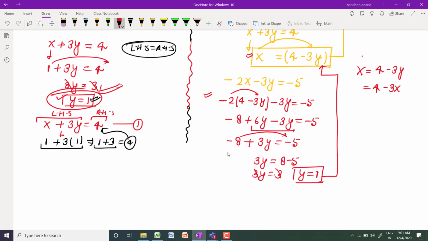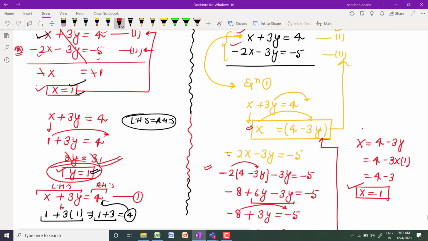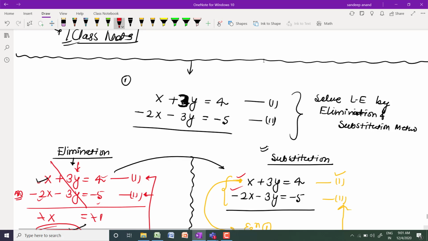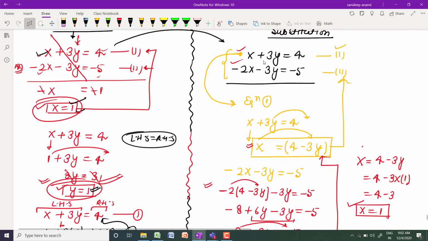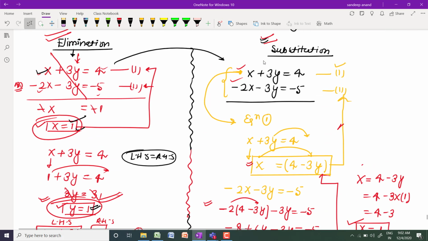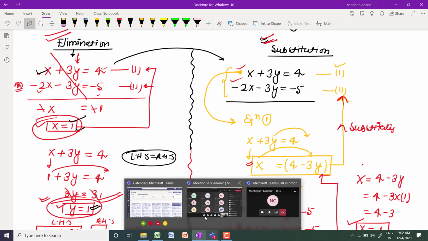So this is 4 minus 3 multiplied by y, and instead of y I am putting 1. So this is 4 minus 3, so it comes 1 again. So now x equal to 1, y equal to 1, the same value which I got in the previous elimination method. So this is the concept of solving the same problem by the elimination method, a different approach, and the substitution method, where I substitute the value of x in equation number 2, and that is the reason it is called substitution method. I hope this concept is clear to everyone.